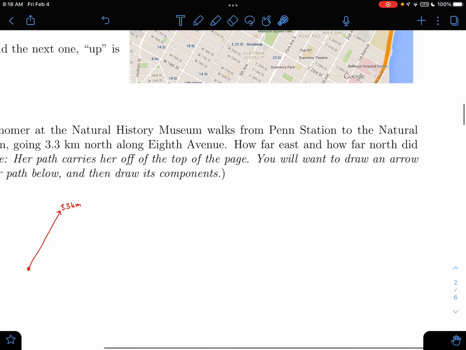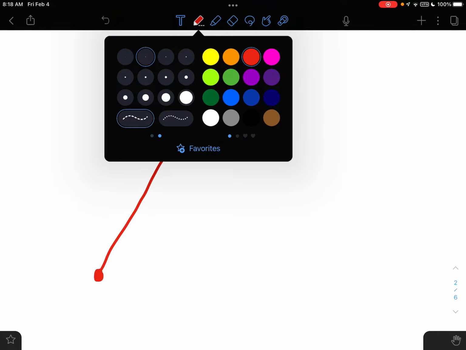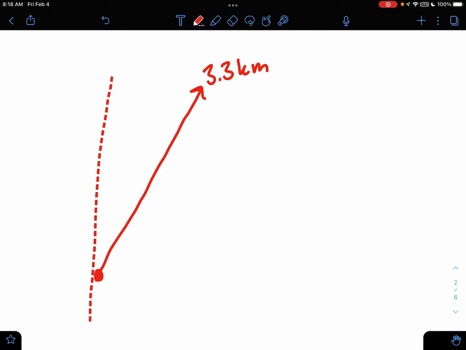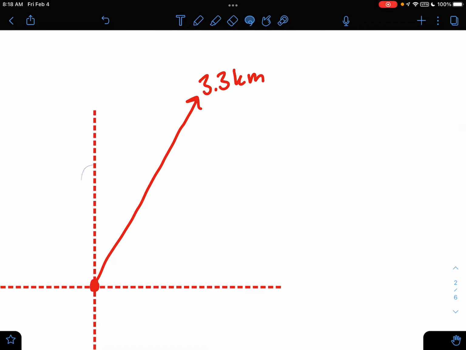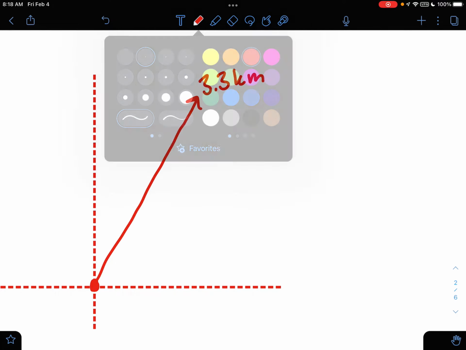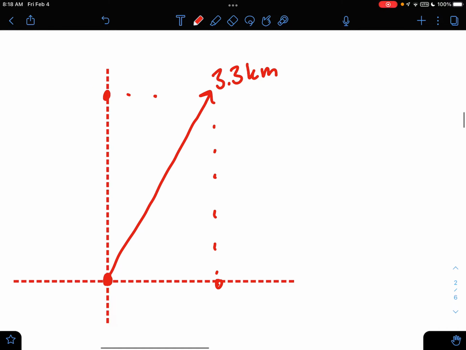Now we're going to break it into how far east and how far north. Here's north-south, and here's east-west. Here's just some axes. So we know that in the end, she'll have gone this far east and that far north. So we're going to break it into these components.